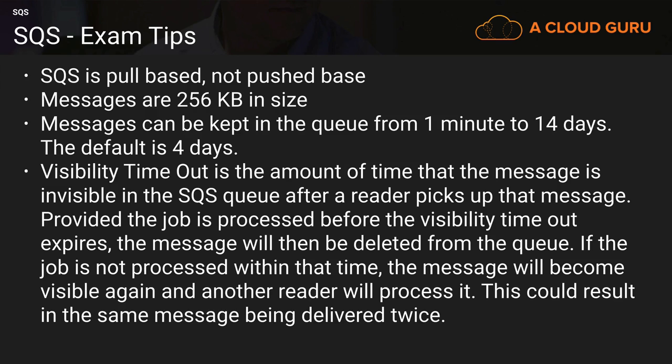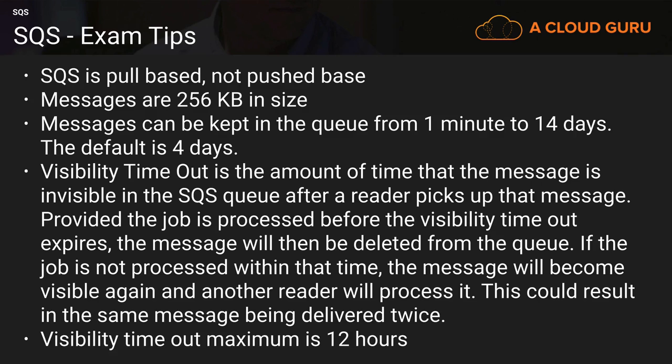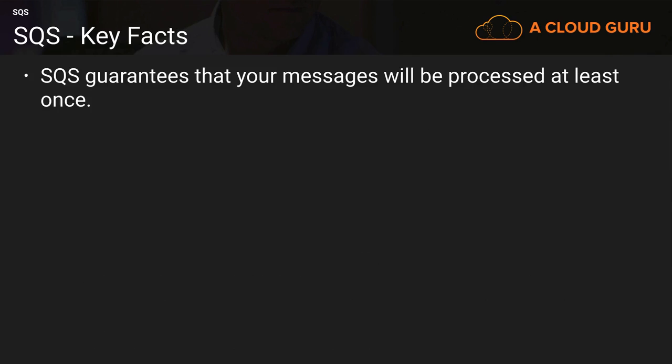However, if the job is not processed within that time, the message will become visible again and another reader will process it. This could result in the same message being delivered twice. So it all comes down to the visibility timeout. Is that time going to be greater than the amount of time that the EC2 instance is going to take to process the job? If so, you're fine. If not, you're going to result in the message being delivered twice. The visibility timeout maximum is 12 hours. So if you've got jobs that are going over 12 hours, SQS is not a good solution for you.